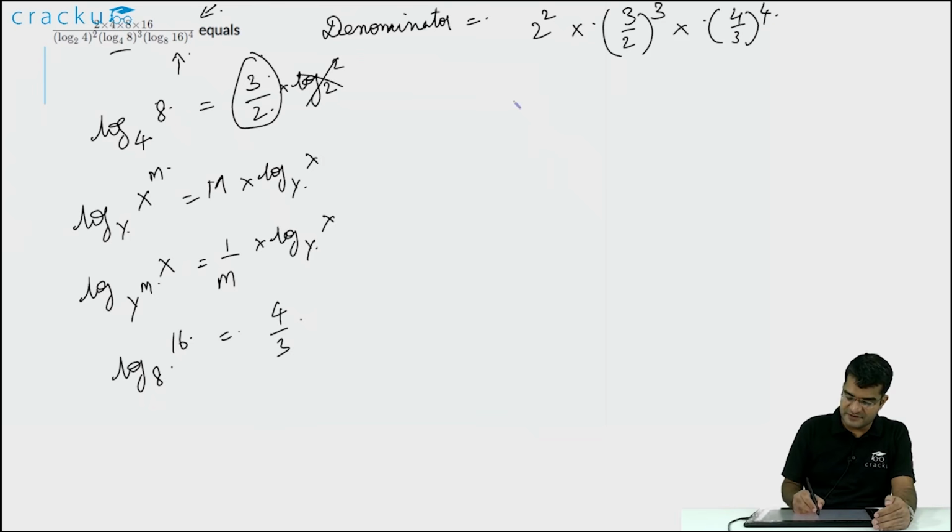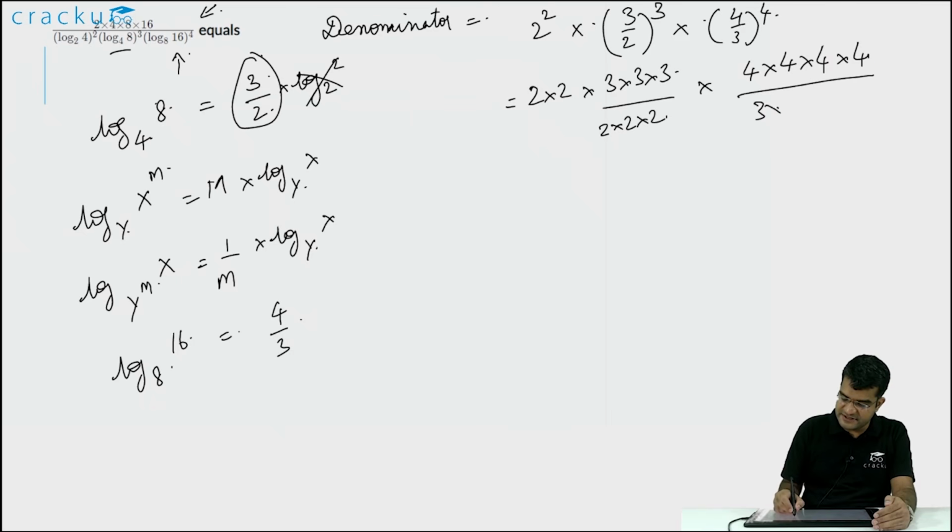Let us simplify this. So this will equal 2 into 2 into 3 into 3 into 3 divided by 2 into 2 into 2 into 4 by 3 to the power 4. So we will have 4 4s in the numerator, and we will have 4 3's in the denominator. We can simplify this, we can cancel the common terms, we can cancel all these 3's over here, and we can cancel 4 and make it 2. So that will be 4 cube, which is 64 into 2, 128 divided by 3. This is the value of the denominator.